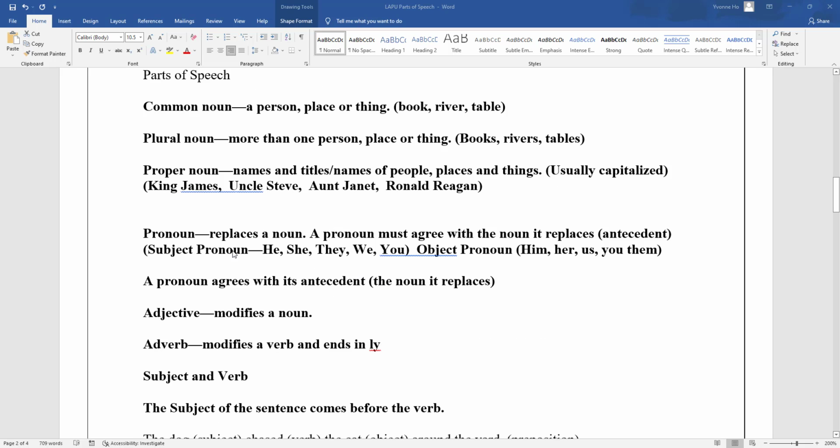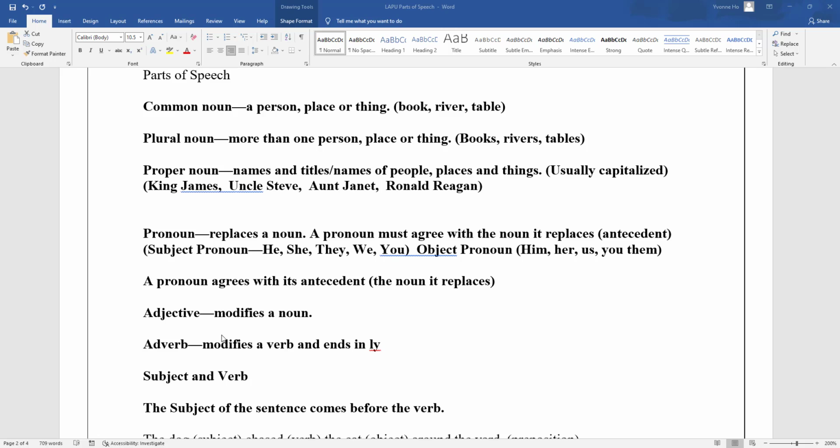A pronoun replaces a noun. So here you could have a subject pronoun, which comes before the verb: he, she, they, we, you; and object pronouns that come after the verb, like him, her, us, you, them. A pronoun agrees with its antecedent, that is the noun it replaces. We're going to go over that a lot more when we study subject-verb agreement.